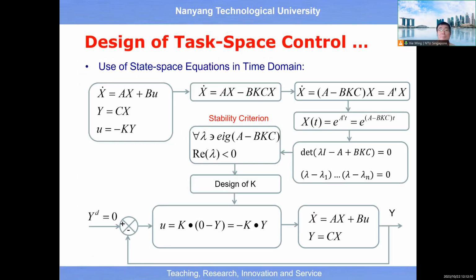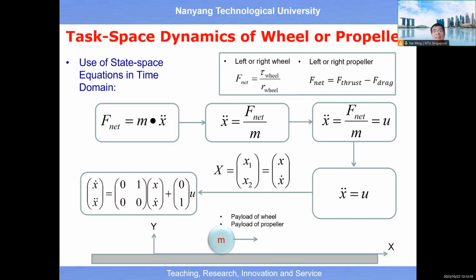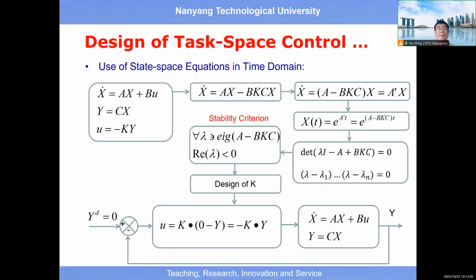And then what should be the output? Here C is a selection matrix, you just select whether x1 is the output or x2 is the output. That means we can let the position be the output or the velocity be the output. If position is the output, then we are doing position control. If velocity is the output, then we are doing velocity control. Now you see, this all depends on the output y. Y just contains either position or velocity. C you can consider as a selection matrix, right?